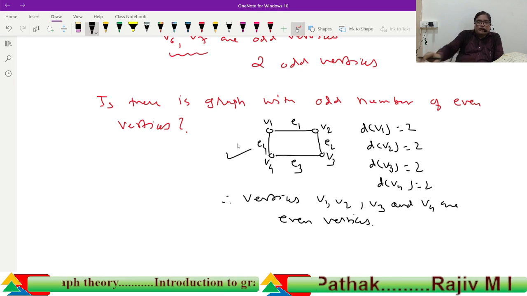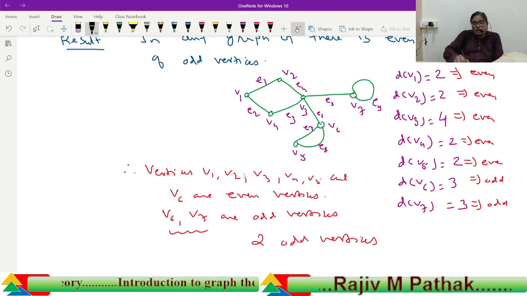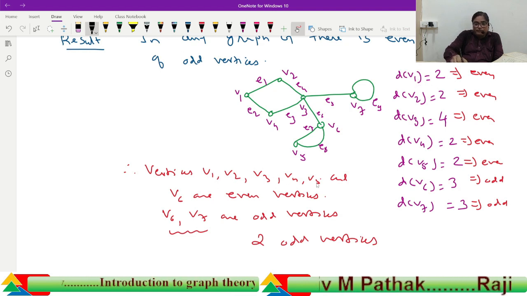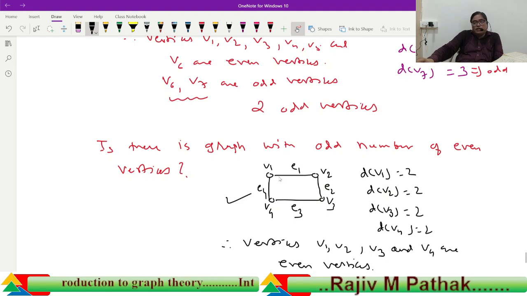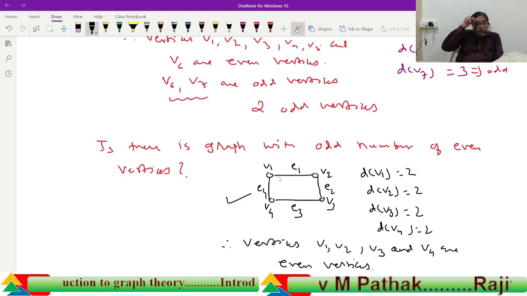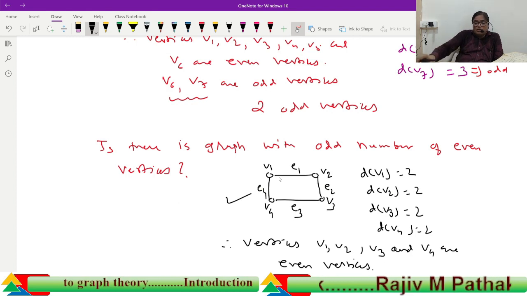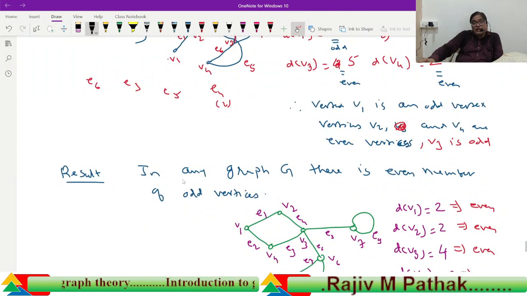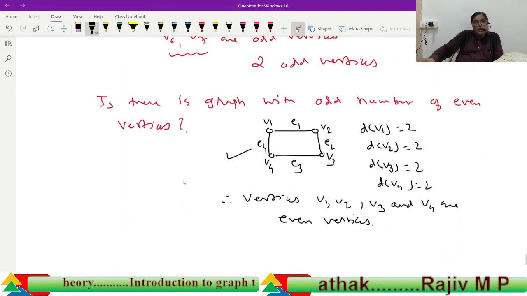You can check for any graph. Is it clear? How many even vertices are here? Let's count: 1, 2, 3, 4, 5 and 6. They are even in number, so odd does not come. So in any graph, there is no odd number of even vertices. This is a universally true result. In any graph G, there is an even number of odd vertices, but there is no graph having an odd number of even vertices.